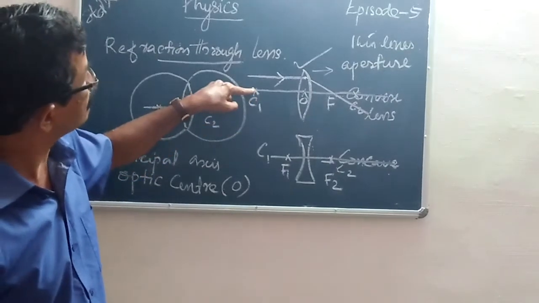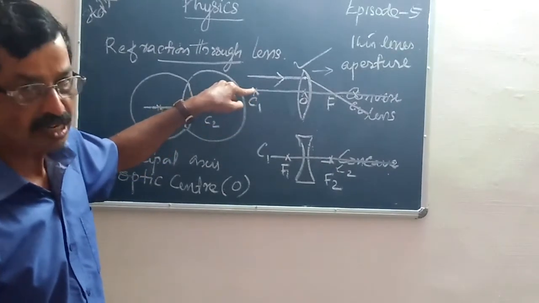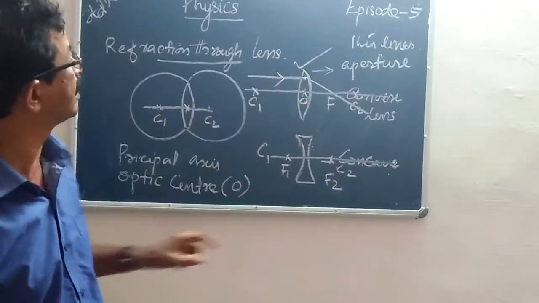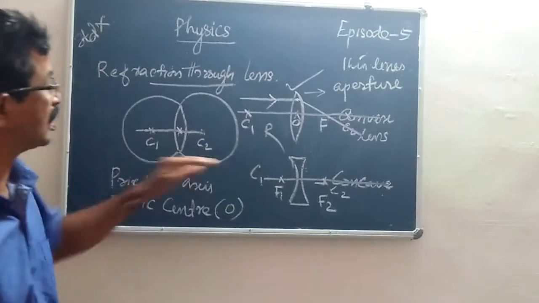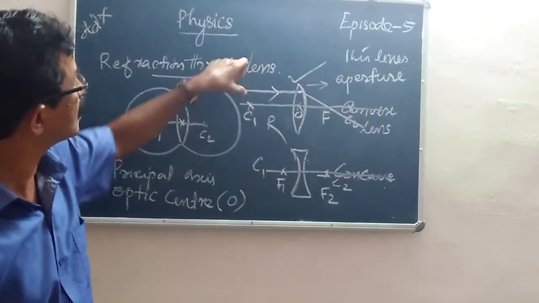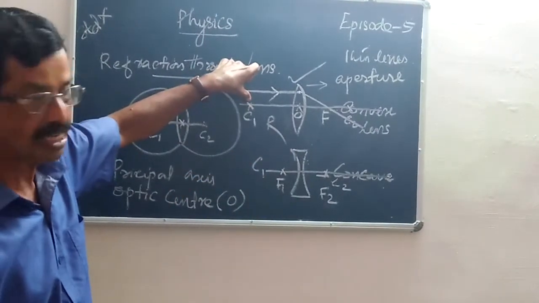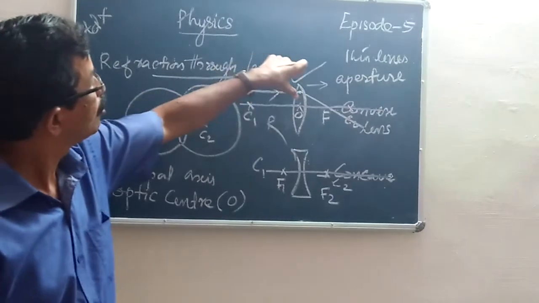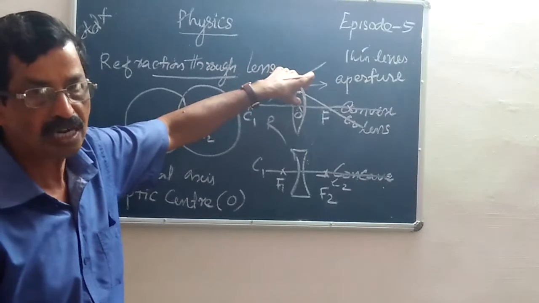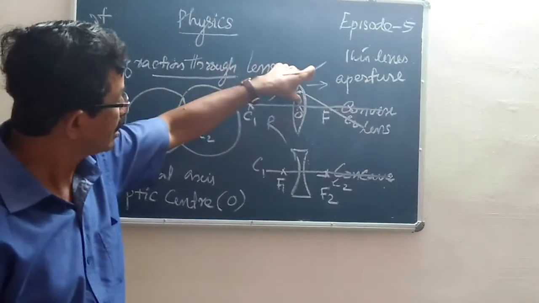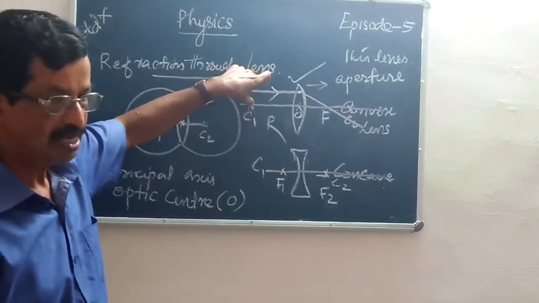Now, one more thing you want to remember. The distance from C1, that means the center of curvature, to the optic center is the radius of curvature. That distance is called the radius of curvature.